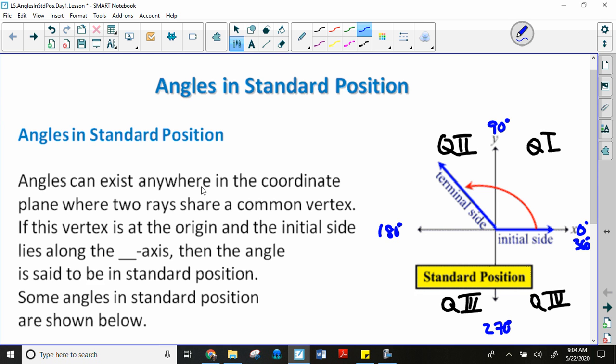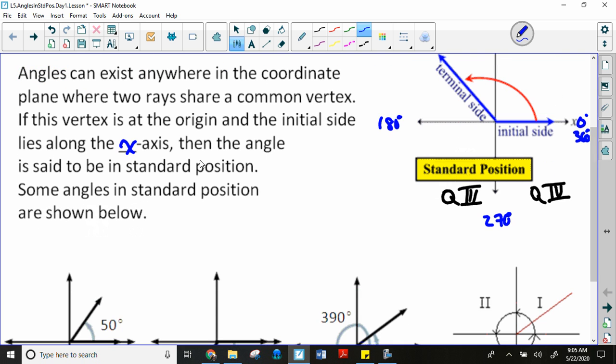So angles can exist anywhere in the coordinate plane where two rays share a common vertex. The vertex is at the origin and the initial side lies along the x-axis all of the time. So you are always going to move from this side. This is always going to be the direction that you're going when we're calculating some of our terminal arm stuff. There are examples where we do go negative, but they're very specific. And the angle is said to be in standard position. So you've got your initial side and then your terminal arm. I always call this the terminal arm. So I'll say, what quadrant is your terminal arm in, based on how many degrees we had to move.